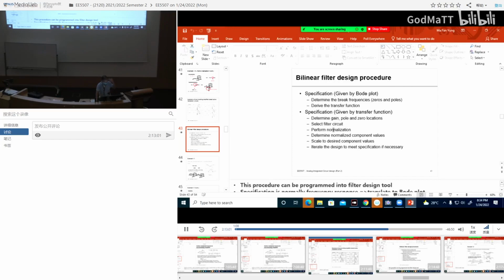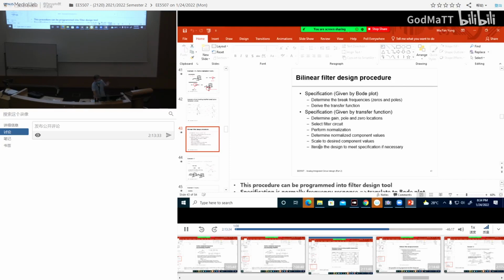First analyze it in a normalized domain and work out the normalized component values. If you have too many parameters and not enough equations, you choose certain components, and then you work out the rest. After you get the normalized component values, you then do the scaling, both frequency and magnitude. And then we do this thing called iteration.